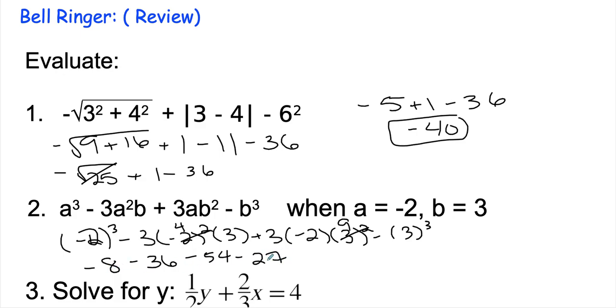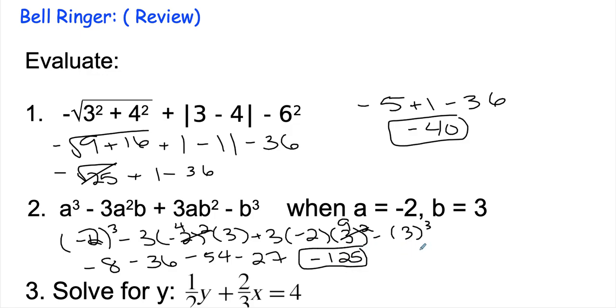And then we just go from left to right, kind of add things as we go. So -8 minus 36 is -44. Minus 54 is -98. Minus 27 is -125.